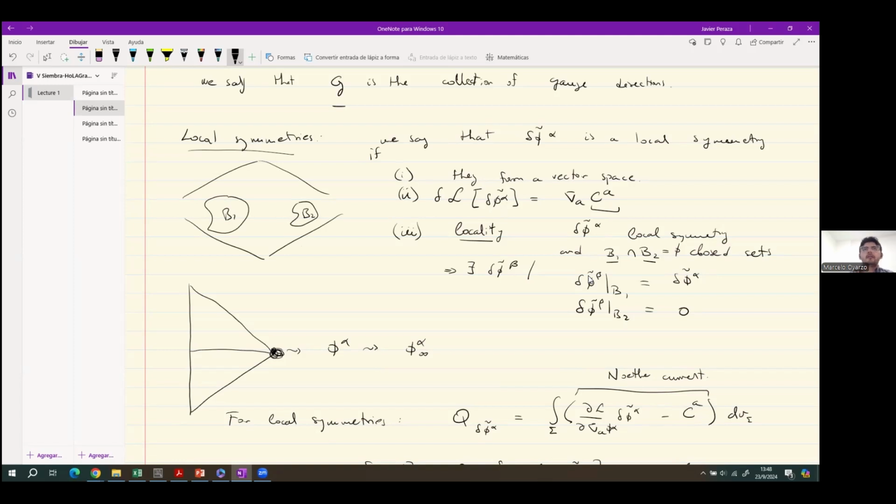And the local symmetry delta tilde alpha is leaving, like its support is here. And there exists another one whose support does not contain B2. That's the locality property: the support of one does not contain a closed set as long as the bigger one contains both sets. I see. That's why it's called locality, because you can localize the action in a closed set. Yes. Thank you very much.